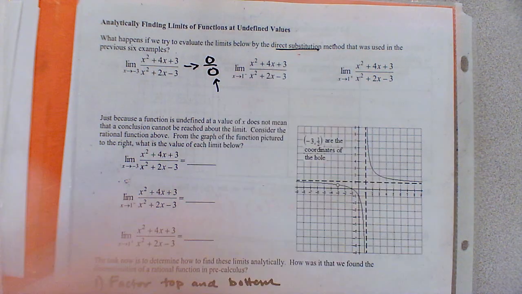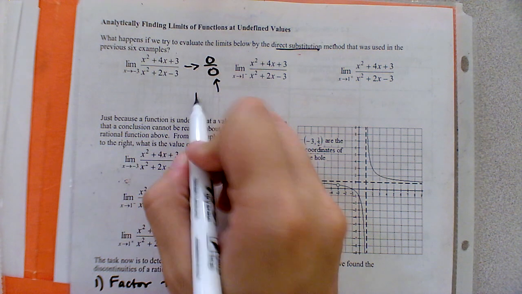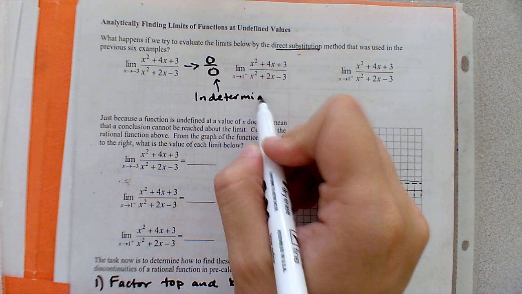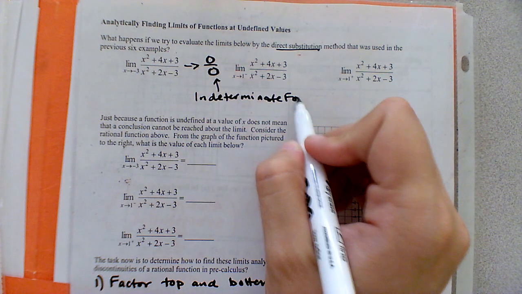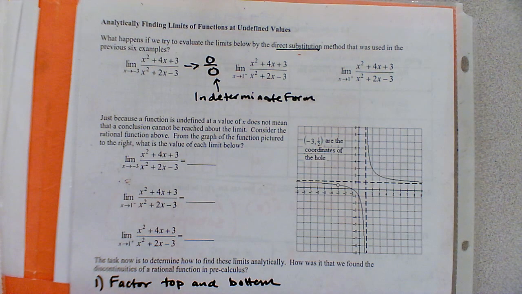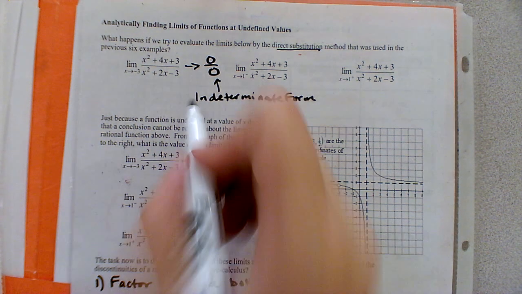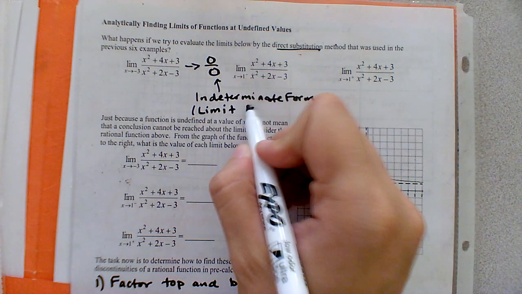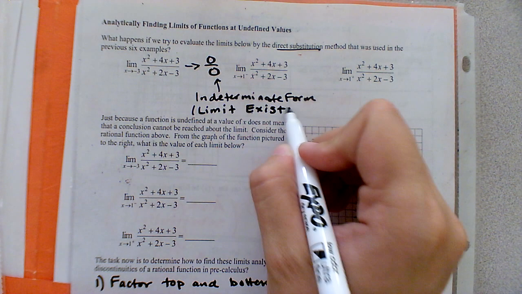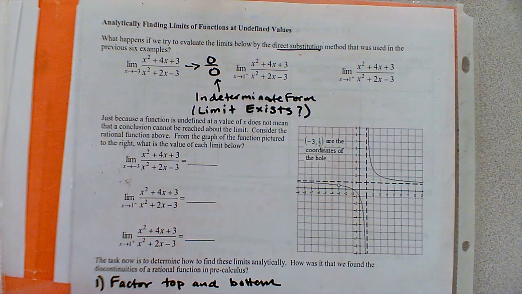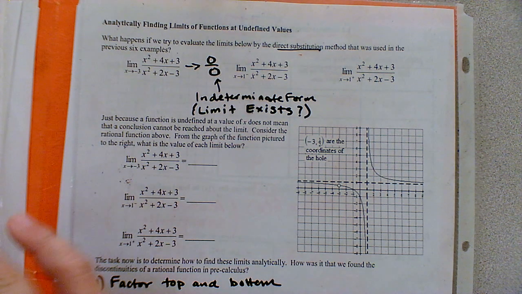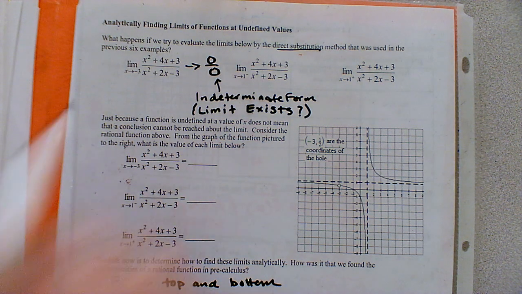Okay, I briefly discussed this before. 0 over 0 is referred to as an indeterminate form. Indeterminate is basically telling us that the limit might exist. We just need to do a little bit more to figure it out. We can't rule it out just yet, but we have to do a little bit more to actually see what the value might be.